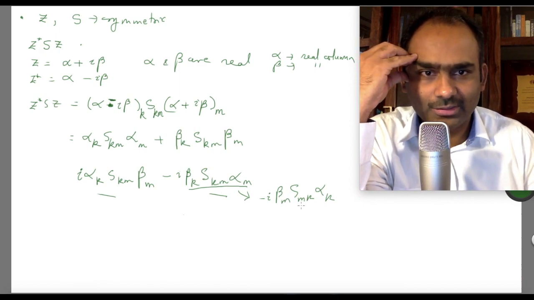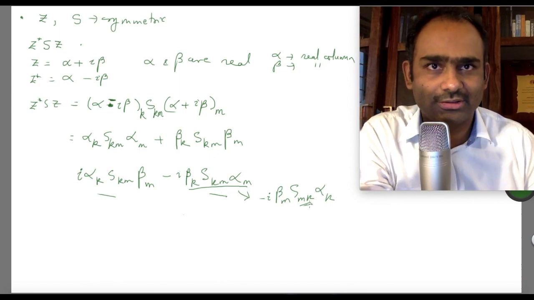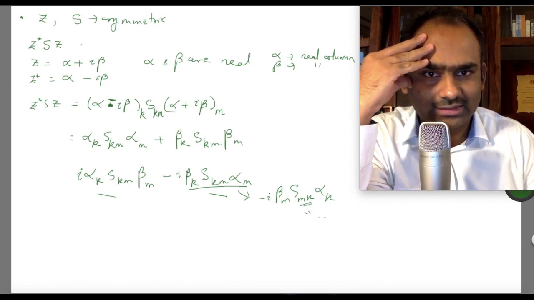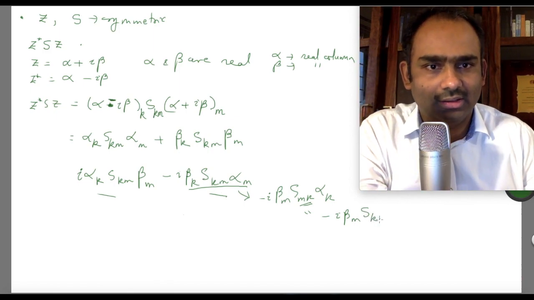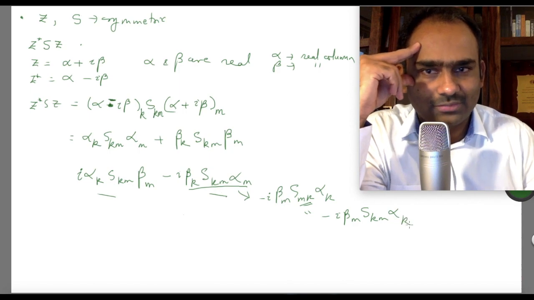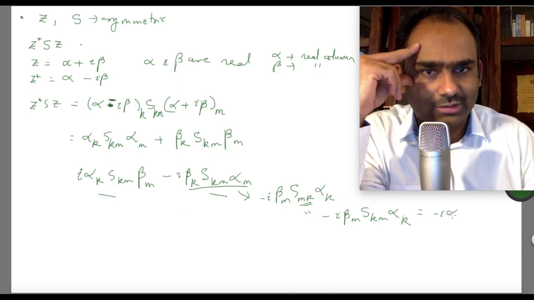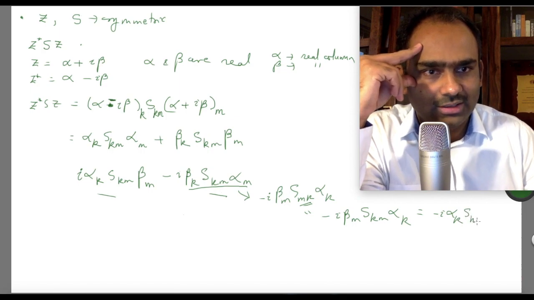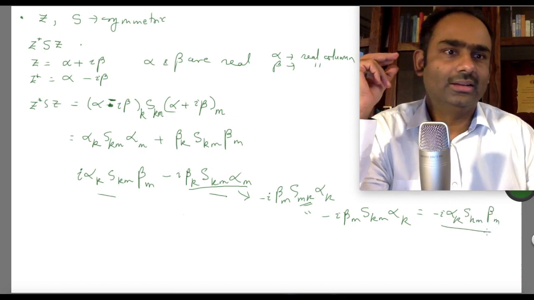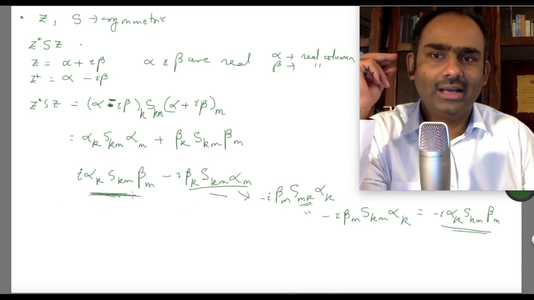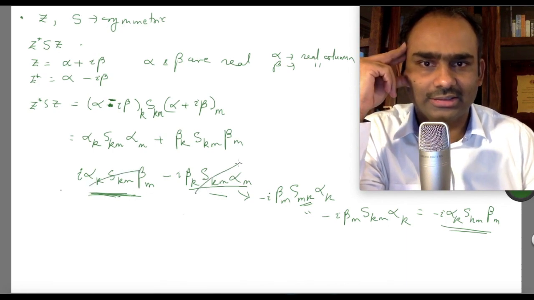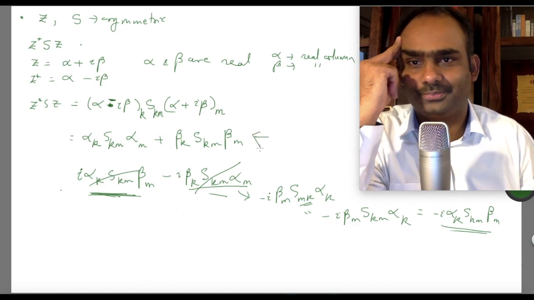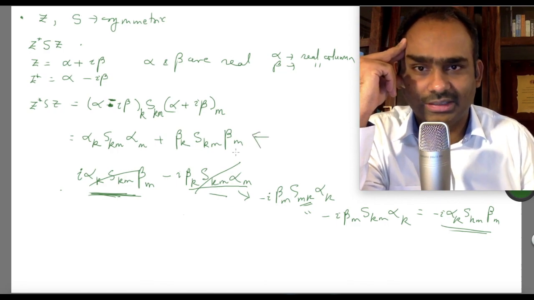Now your S is a symmetric matrix, so S_mk is the same as S_km, as you saw earlier. So I can write this as minus I beta_m S_km alpha_k, which is nothing but minus I, let me write down first, alpha_k S_km beta_m. This term is the same as this term except for the minus sign. So these two cancel. So this cancels against this, and what I'm left with is only these two, where alpha and beta are real vectors.